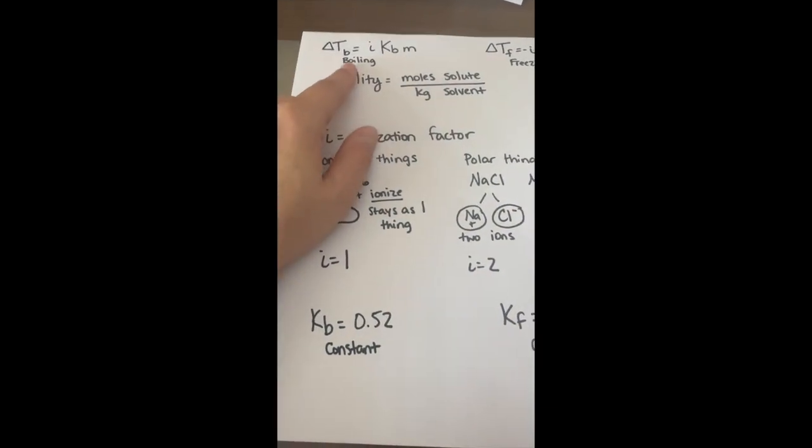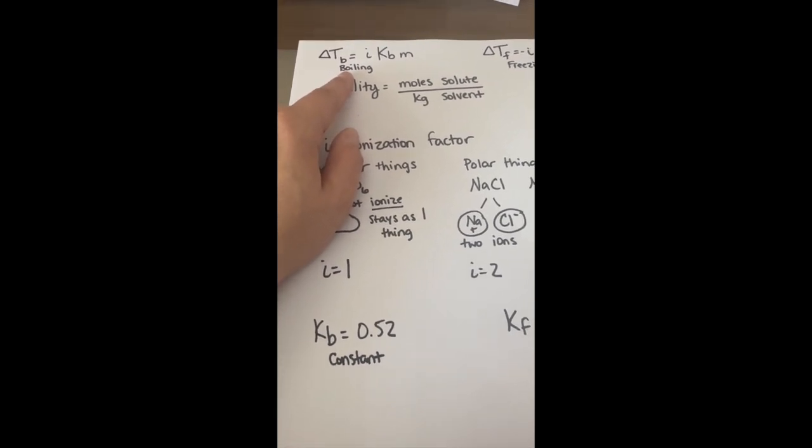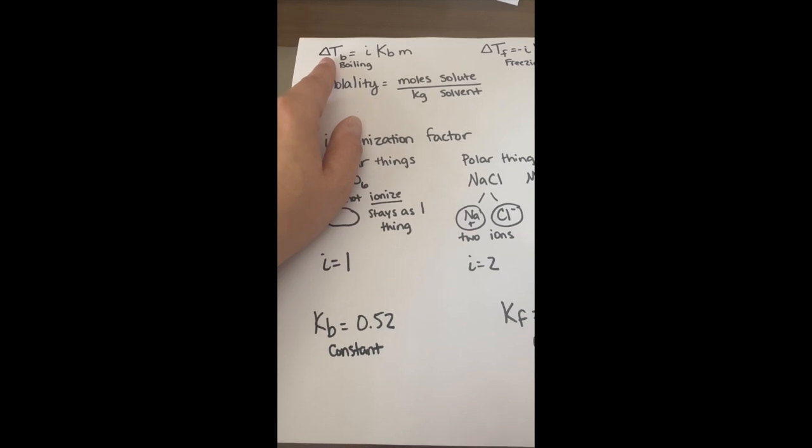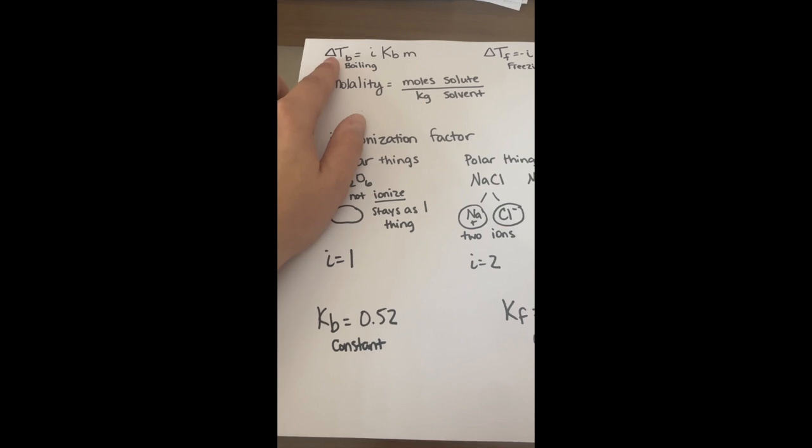So remember, pure water boils at 100 degrees Celsius. So we're looking for a change in that temperature, and our boiling point is going to be elevated. So this is going to be a positive number, right?